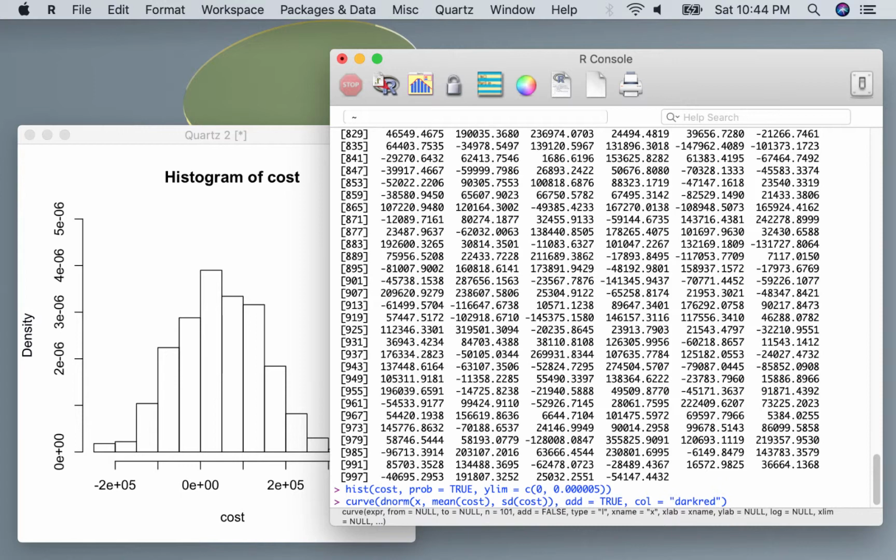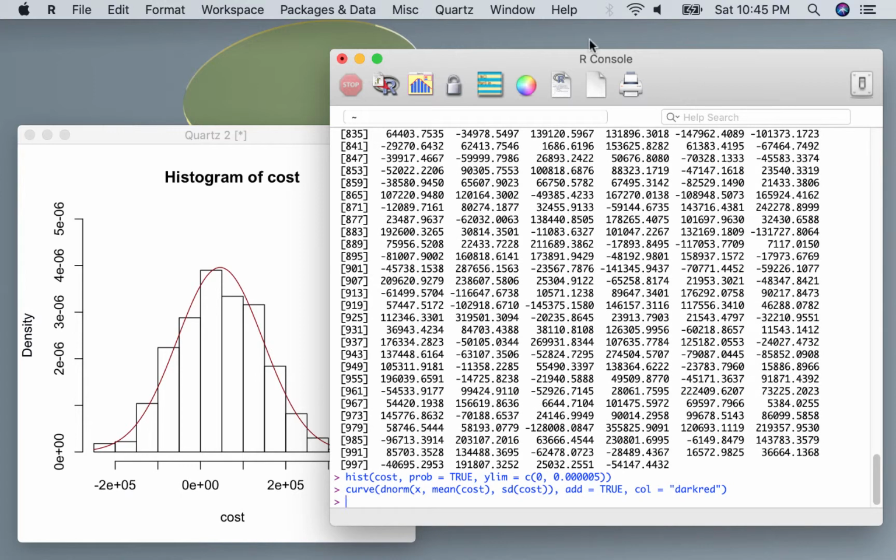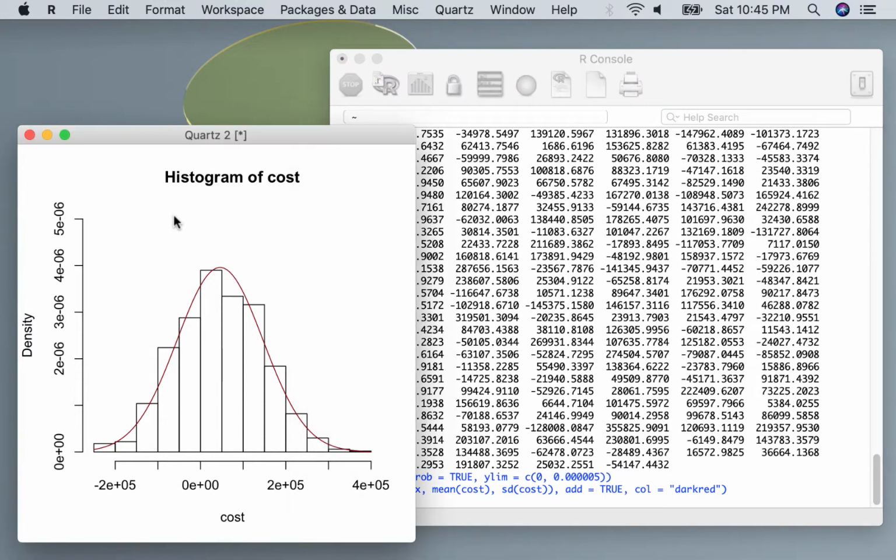So let's fit the curve using the empirical mean and the empirical standard deviation of cost. So remember we said that the theoretical distribution, the population distribution, has a mean of $45,000 and a standard deviation of $100,000. Our actual mean and our standard deviation are a little off of those numbers, because I showed you earlier, because it's a random number generator, you don't get exactly the mean and the standard deviation that we set the distribution equal to, but it approaches that.